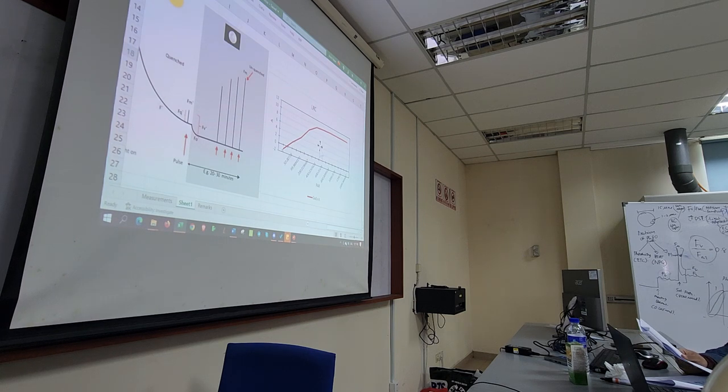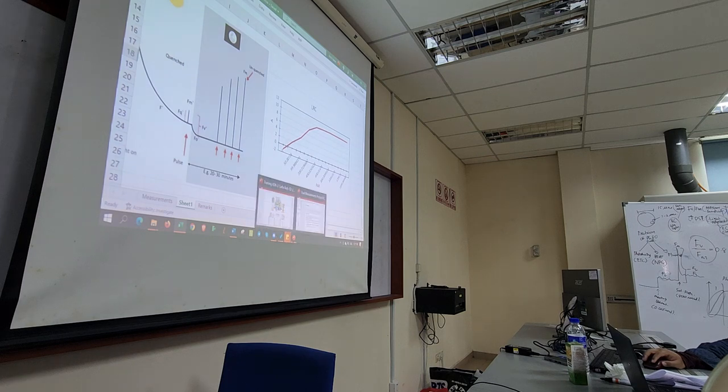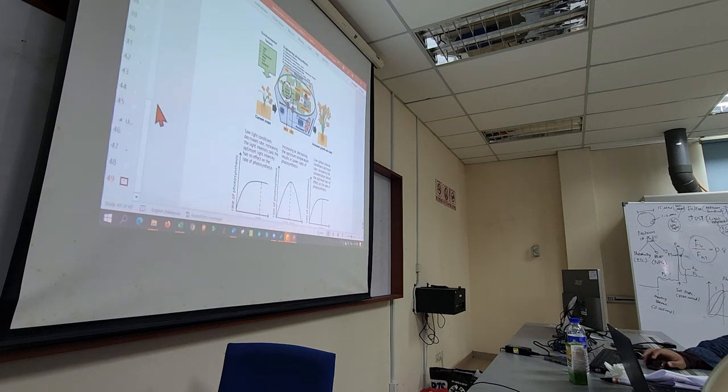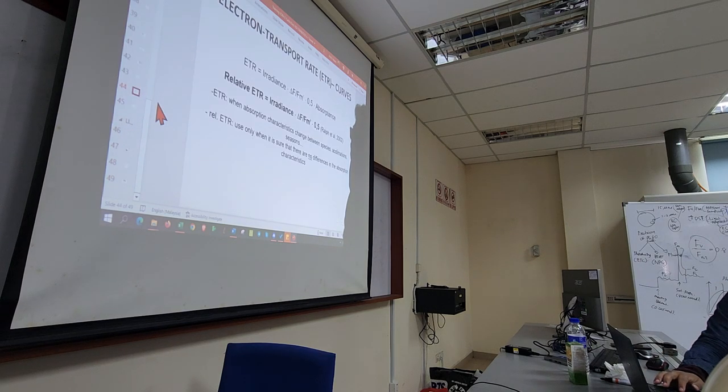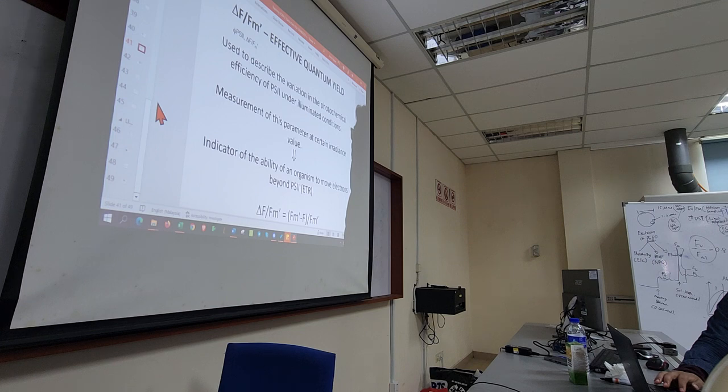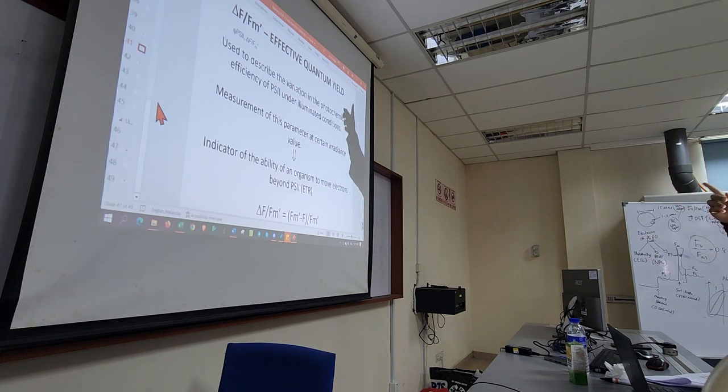Okay. But I'm referring to the quantum yield of the fluorescent material, for example, CQD. Another word for it is effective quantum yield. Effective why? Because this is the amount utilized by the photochemistry. Sebab tu nama dia effective quantum yield.